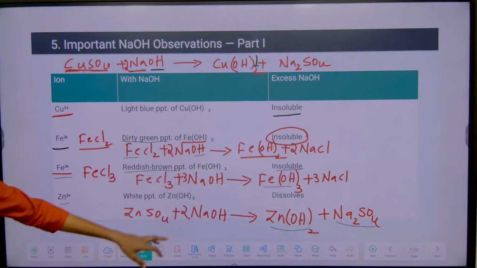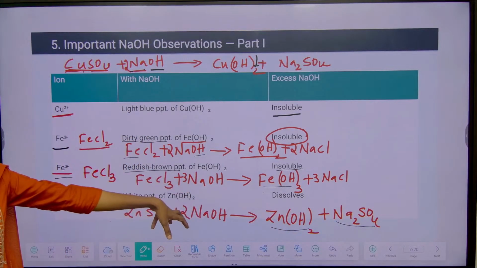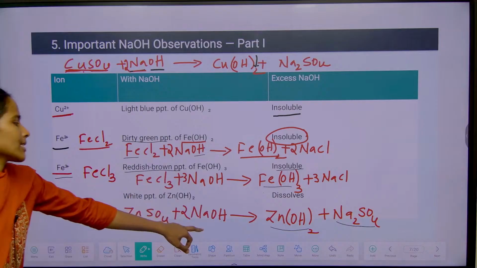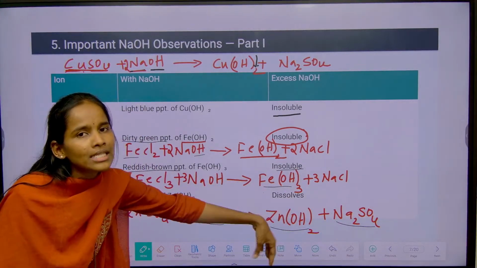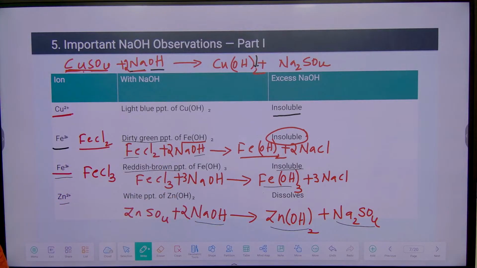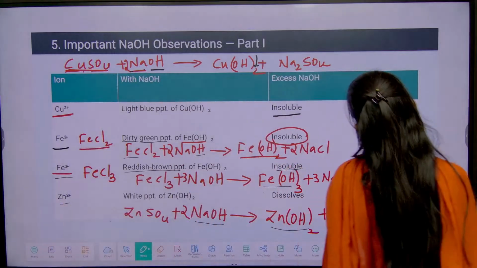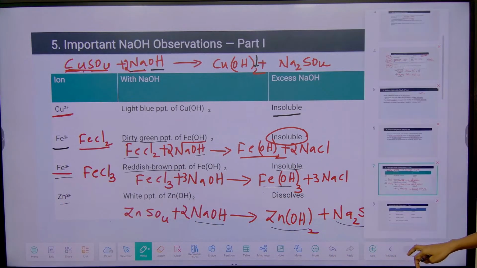Now for this metallic hydroxide, zinc hydroxide, we have to check the solubility. So we will add an excess amount of NaOH, and then this zinc hydroxide will dissolve in the presence of excess NaOH, right. This is all about how different cations will react with NaOH. Let us see more examples.